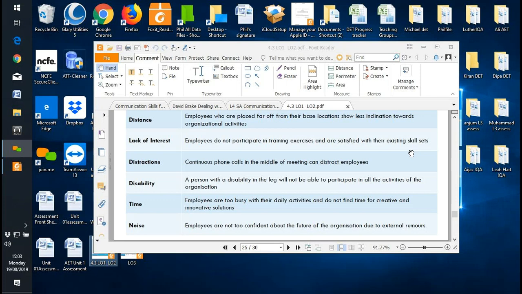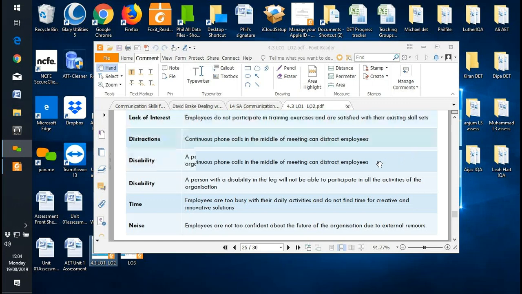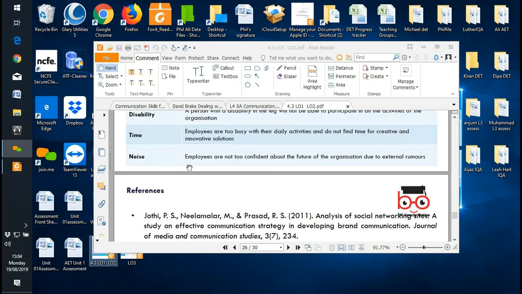A person with a disability with their leg will not be able to participate in all the activities for an organisation if they've got to walk about and do things that require physical activity. Employees are too busy with their daily activities to find time for creative and innovative solutions. Yeah, I said that one. Employees too confident about the future of the organisation due to external rumours.